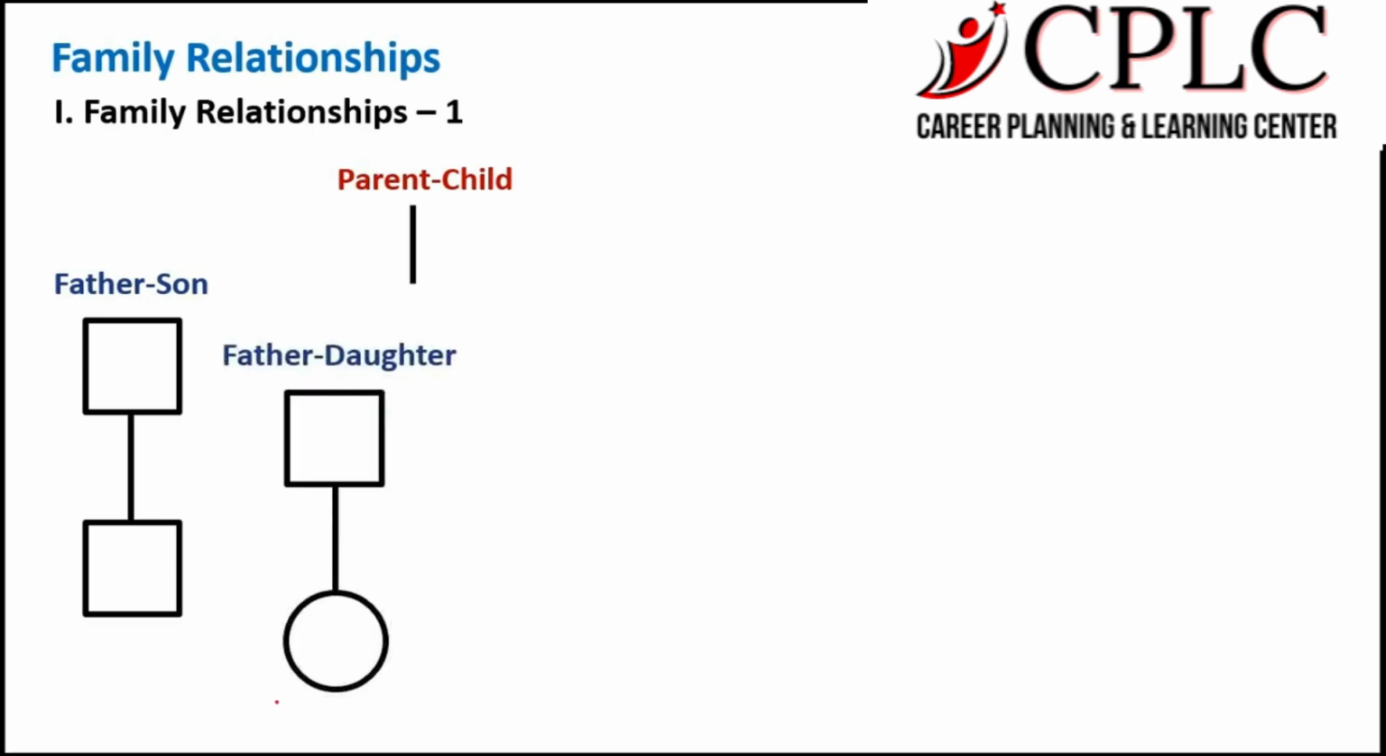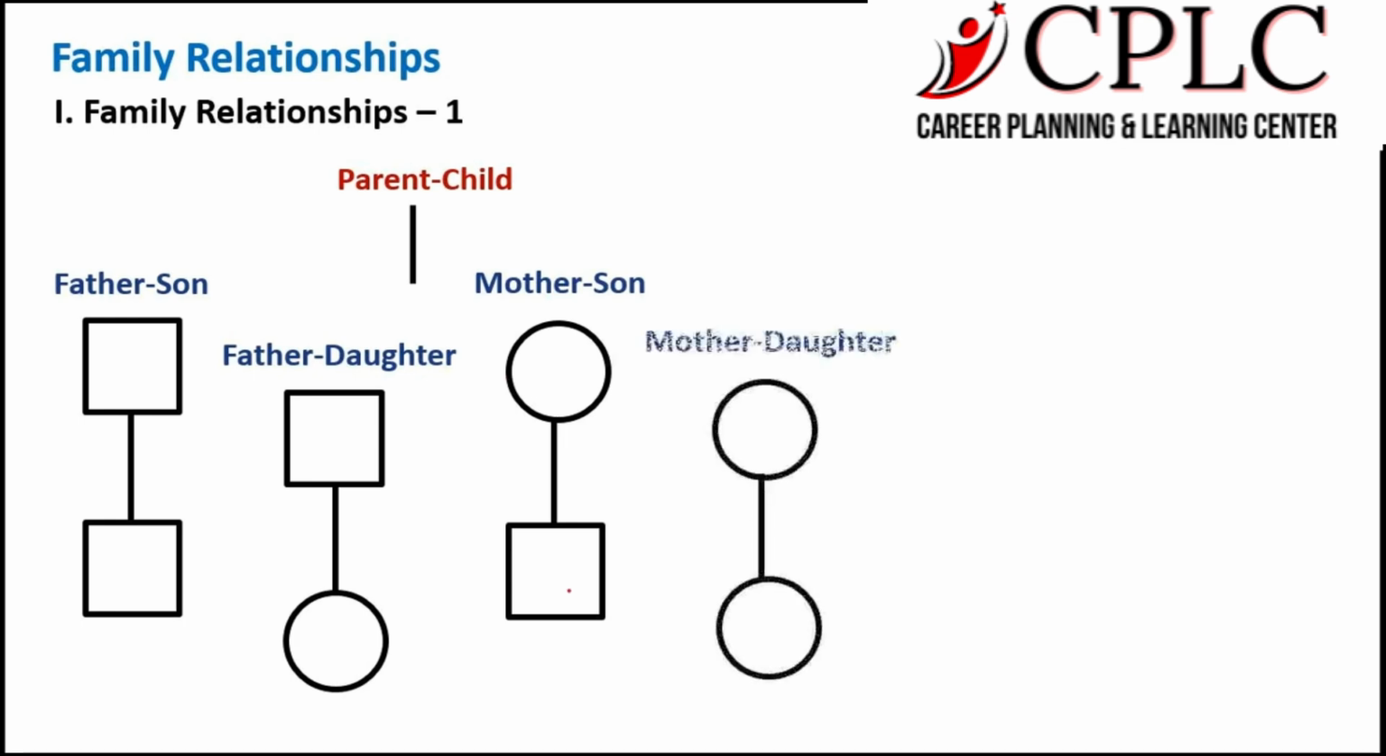Next one, father and daughter, that is male and female. One after that is mother and son, so mother, lady, female, and square is her son. And lastly, mother and daughter, so both are female, and hence circle.